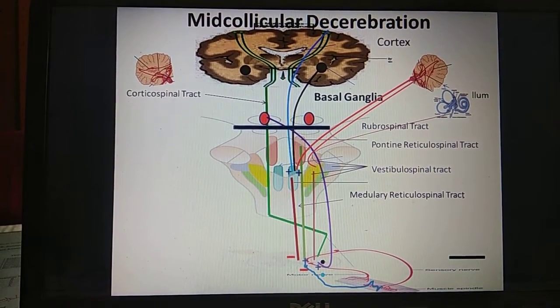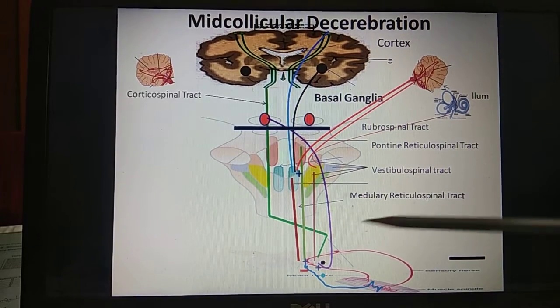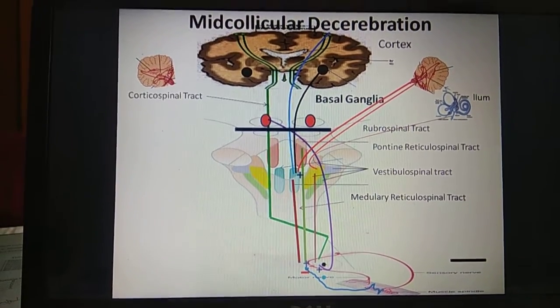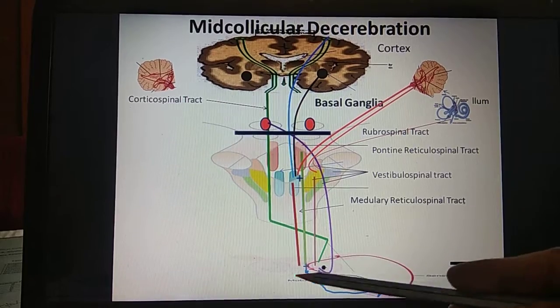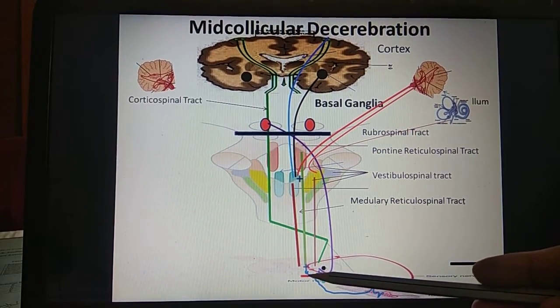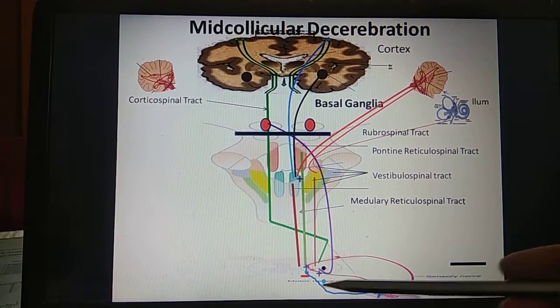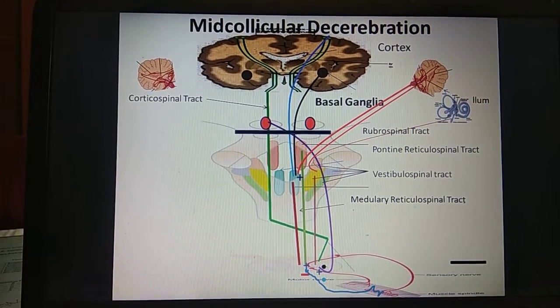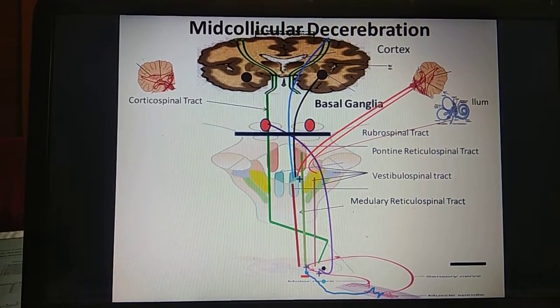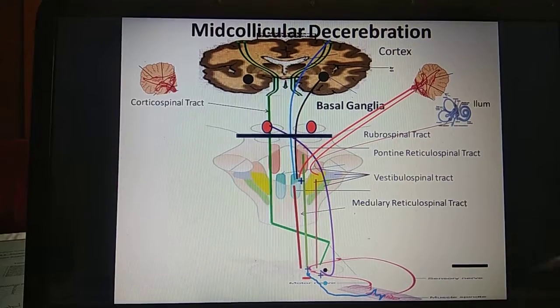See here, one positivity is gone, so the negativity is gone here. Okay, so three negatives were there, now it is only one. So the balance is more in favor of excitation still. So what happens now? Again there will be increased rigidity.